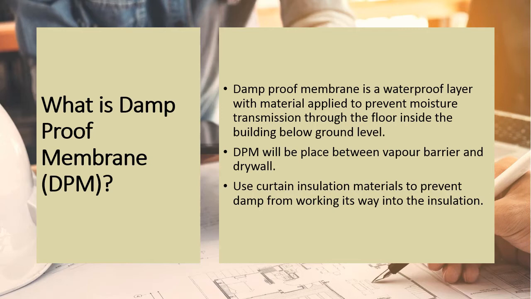Next, the damp-proof membrane will be placed between the vapor barrier and drywall. A vapor barrier is a curtain insulation material used to prevent damp from working its way into the insulation. Fitting a damp-proof membrane is important as it safeguards the insulation properties of the material. Which insulation will be used will be told in the next slide.